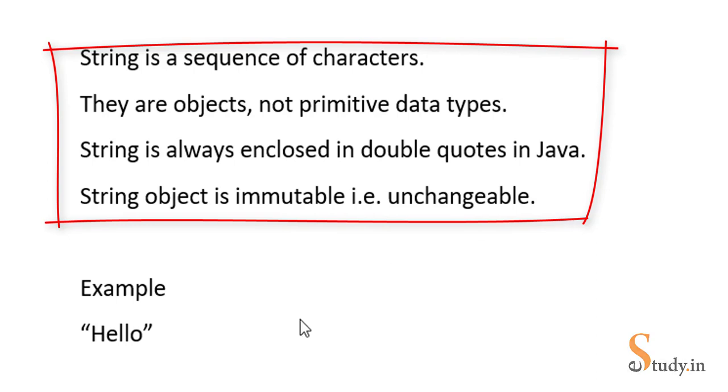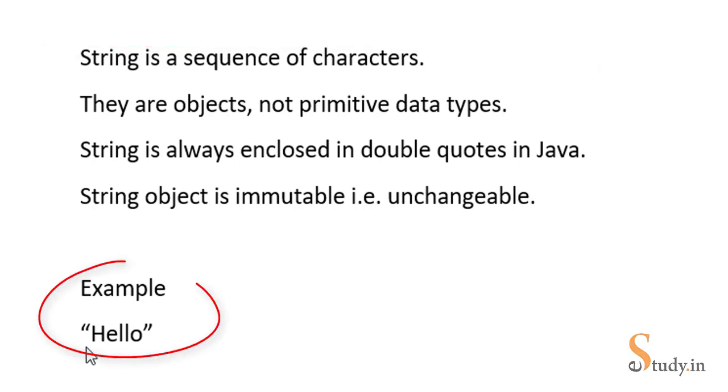Any sequence of characters would be called a string. If you see this example here, we have hello. Hello is more than one character, so it is a string, and a string is always enclosed in double quotes, not single quotes. You see we have put double quotes around this string, so this is a string. And they are objects, not primitive data types.